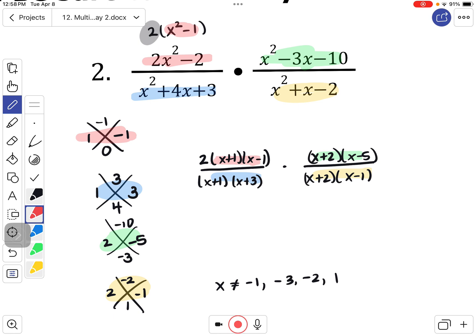Okay, now I just get to cancel anything that's the same on the top and the bottom. So I have an x plus 1 right there and an x plus 1 on the bottom. I have x plus 2 and x plus 2. I have x minus 1 and x minus 1.